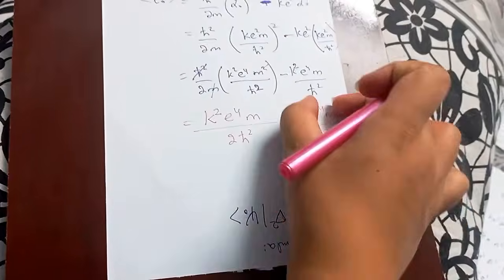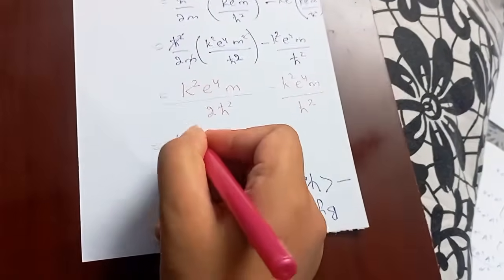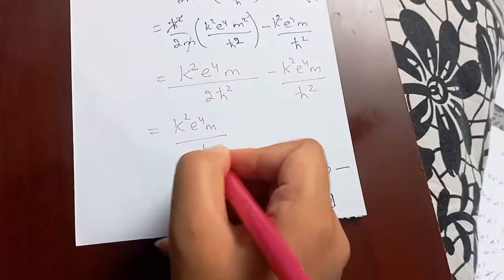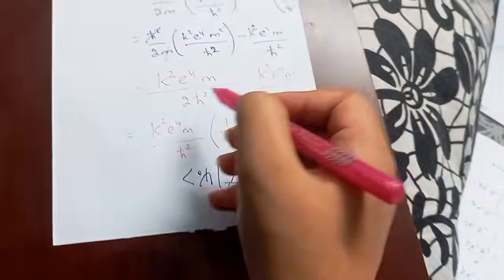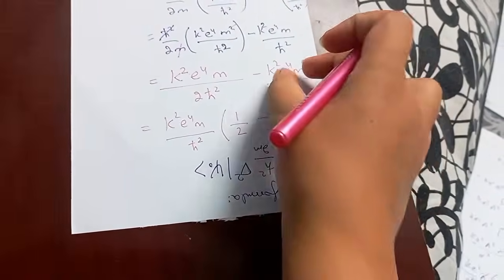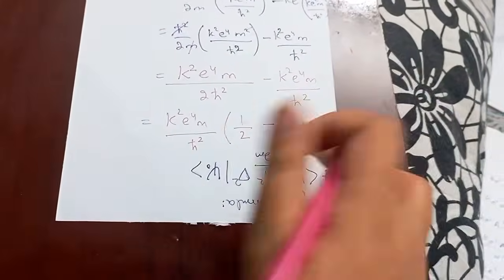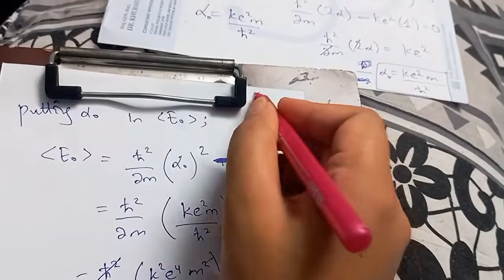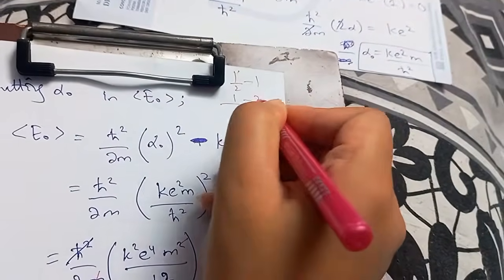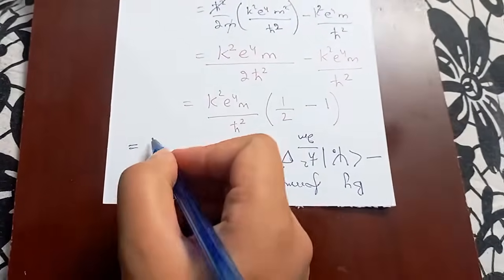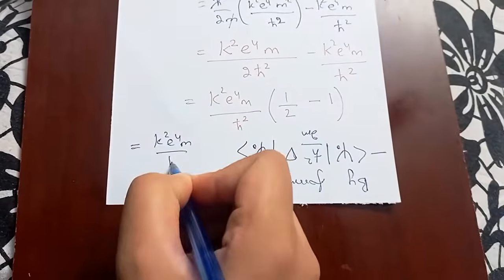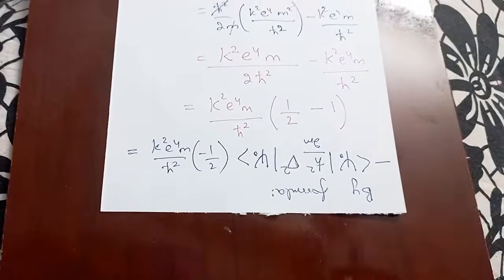Now let's take common all these variables. Here we are left with 1 over 2. I took all these things common. It's 1 over 2 here minus 1, 1 over 2 minus 1, which is equal to minus 1 over 2. Okay, so we get k² e⁴ m/ħ² times minus 1 over 2.